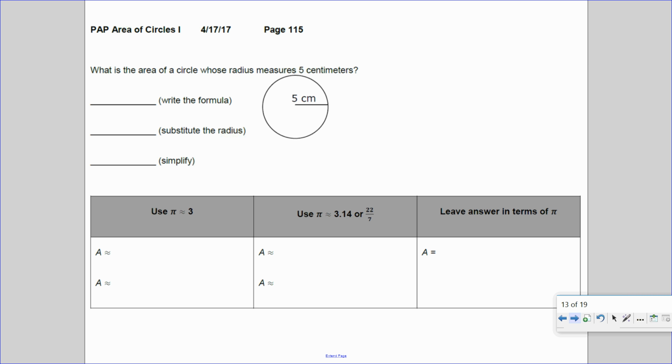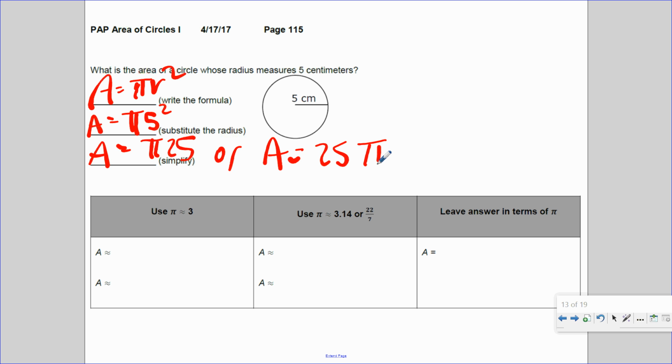What is the area of a circle whose radius measures 5 centimeters? Write the formula. If you look at your mathematics chart, it says A equals pi r squared. Substitute the radius. The radius is 5, so I'm going to substitute the radius with 5 squared. Can you simplify 5 squared? What is 5 times 5? 25. You could say pi 25, but I'm going to rewrite it as 25 pi. I like the last one because I'm going to just leave this in terms of pi.